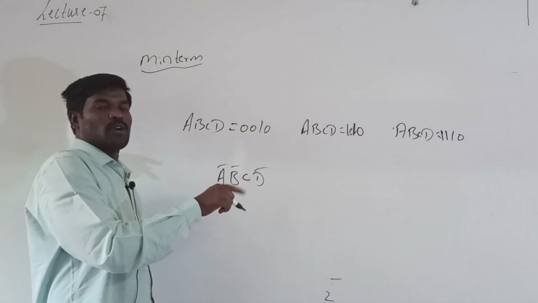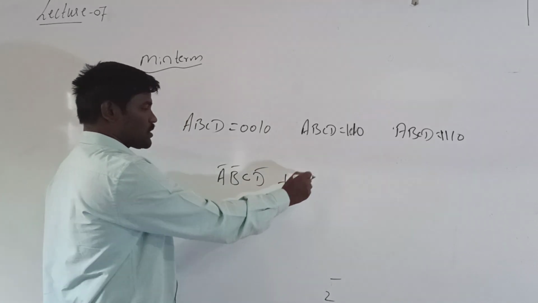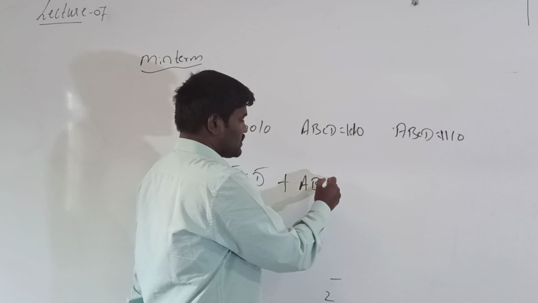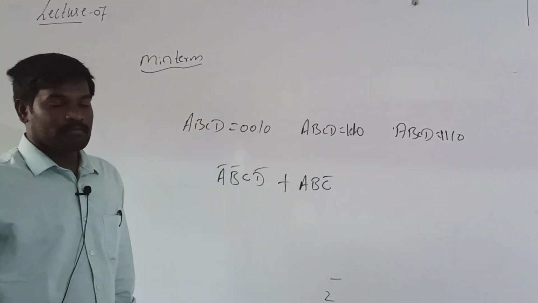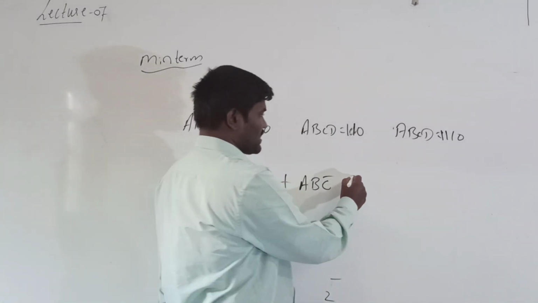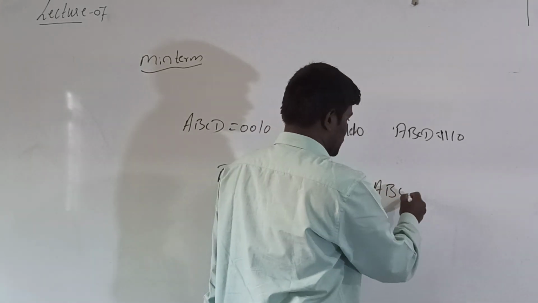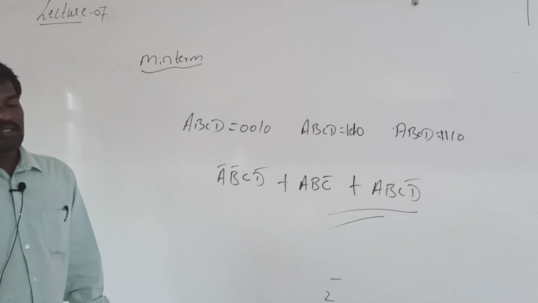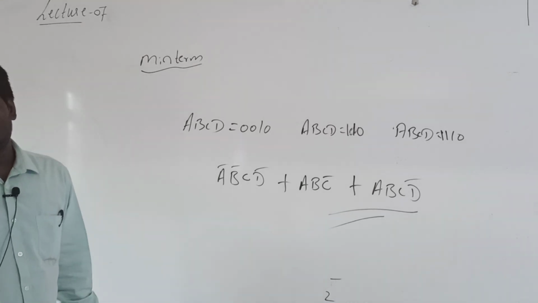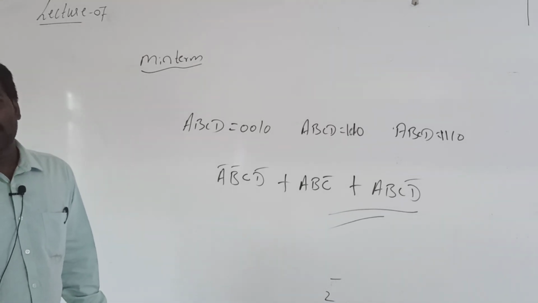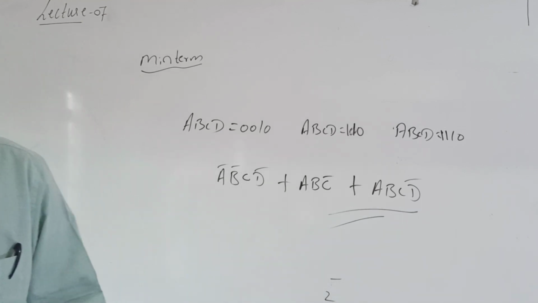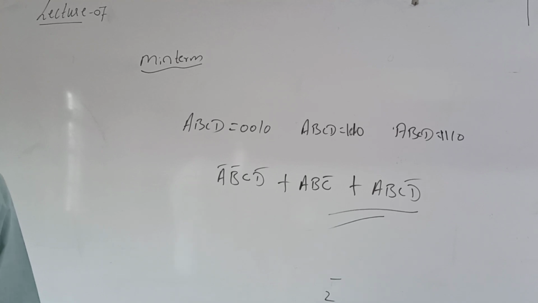SOP means sum of products. After writing the product, you can put a plus sign. In the same way, A, B, C bar, because D is not there, plus A, B, C, D bar. So the question is complete. So what are the fundamental values or products? Okay, so this is very very important for 2 marks.